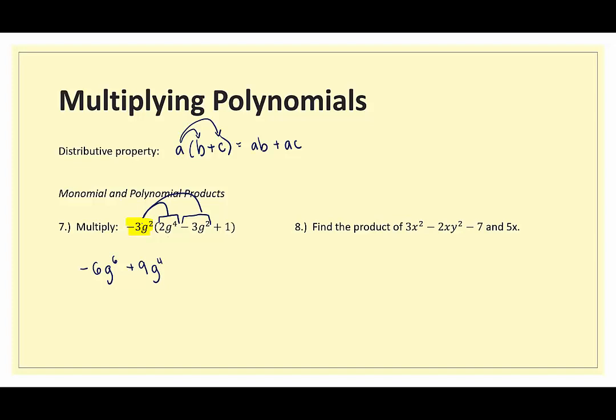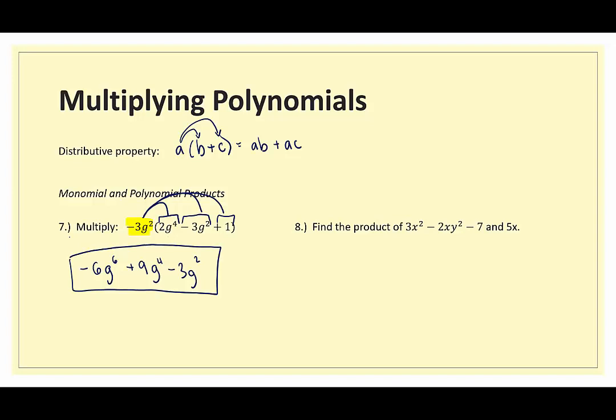And then last up, we're going to take negative 3g squared and multiply it to 1. This would just give us minus 3g squared. Because there were no like terms in the parentheses, there probably aren't like terms here, but it doesn't hurt to check. No, because the g's all have different exponents, and this would be our final product. Remember that a product is the final answer of a multiplication question.